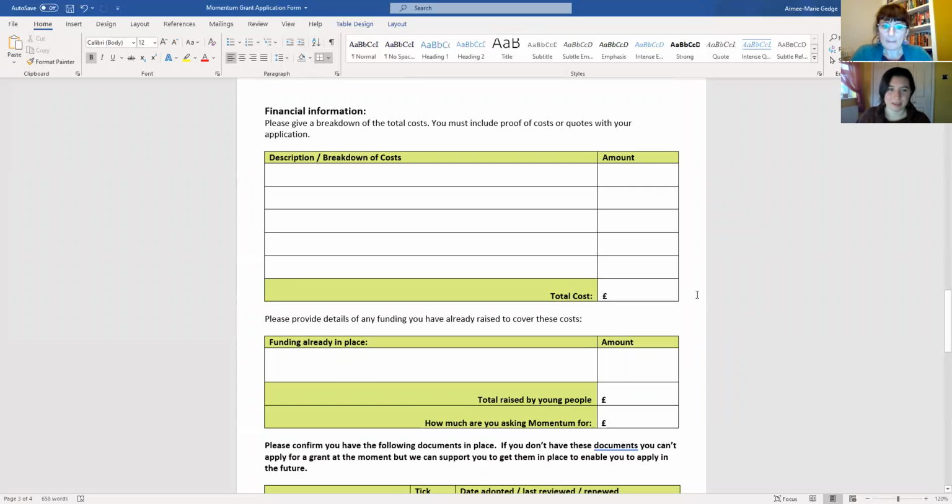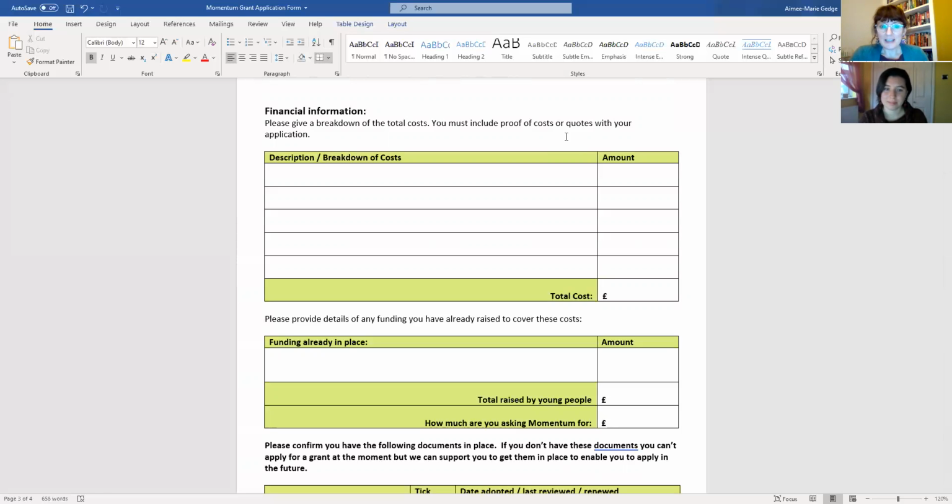So it says about proof of costs as well, so that might be, yeah, if like you say, if you've got a quote from a coach company, then you can attach that as additional information with the grant, can't you? Yeah, we'll get to the bit about supporting documents a bit later. So at the moment it's like a budget.